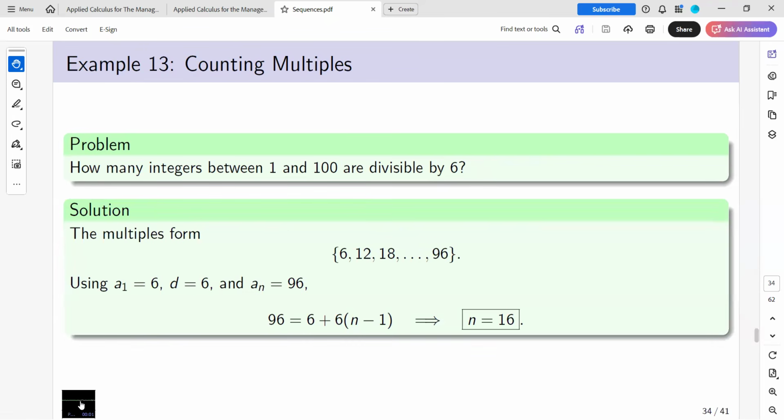The multiples of 6 form a finite arithmetic sequence. Identify the first and last multiples in the interval, then solve for the number of terms. Listing all the multiples would work, but the formula would like an opportunity to justify its existence.